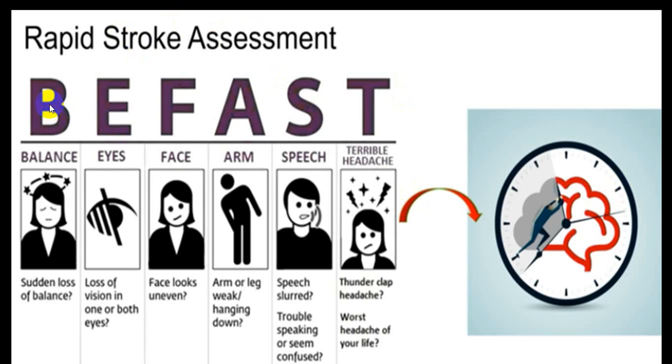They also utilize two other symptoms, that is balance and eye involvement. If a person has sudden loss of balance, maybe because of a brainstem involvement, particularly vestibular or cerebellar involvement, because of VB territory, and also visual disturbances, particularly in the form of homonymous hemianopia or amaurosis fugax, it will be very common in vertebrobasilar artery territory. And face, arm and speech we already mentioned, and terrible headache in case of thunderclap headache, particularly in subarachnoid hemorrhage.